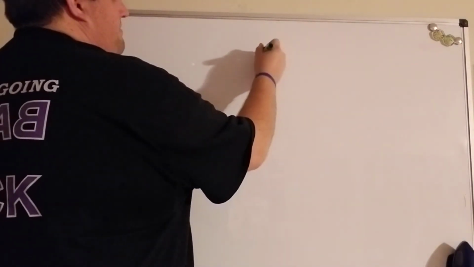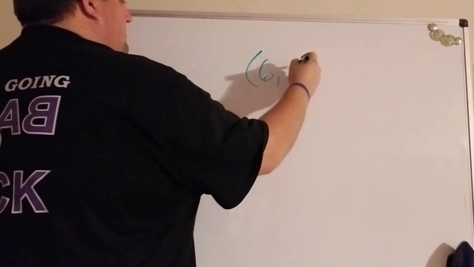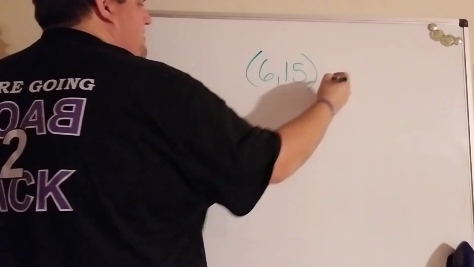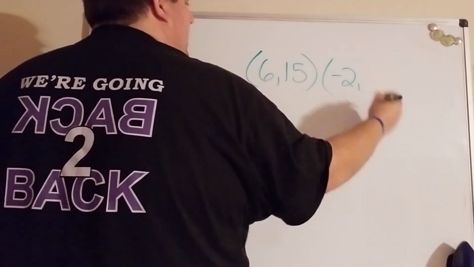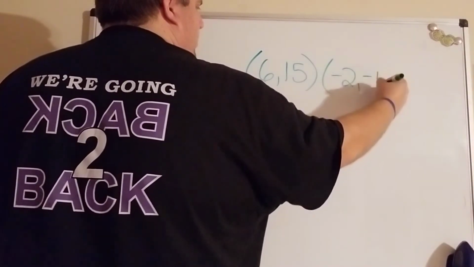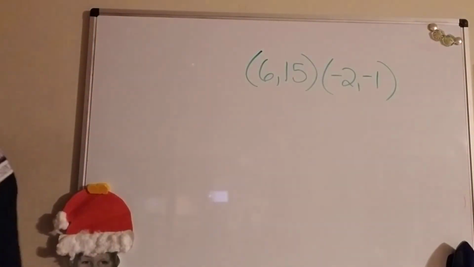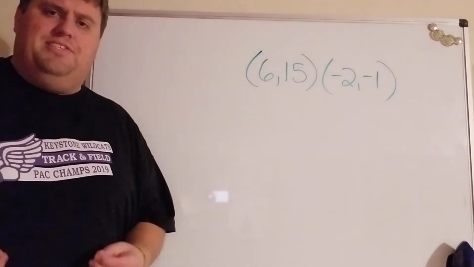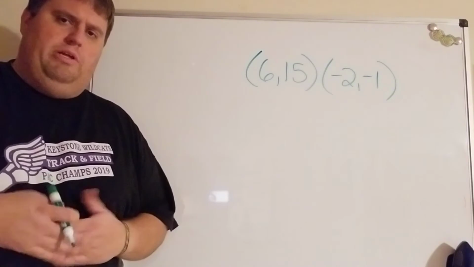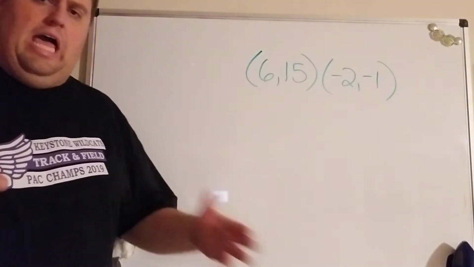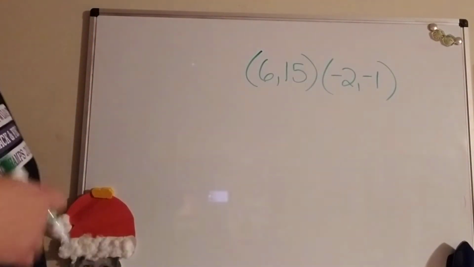So let's say I had (6, 15) and (-2, -1). And I want to know what is the slope between those 2 points? How is the line changing between those 2 points?